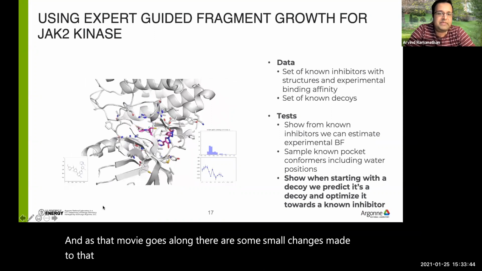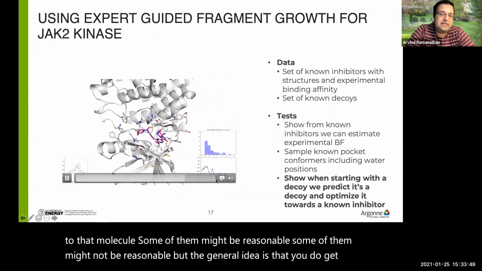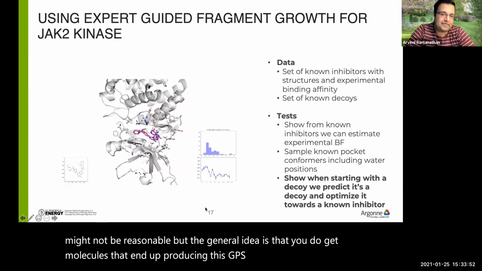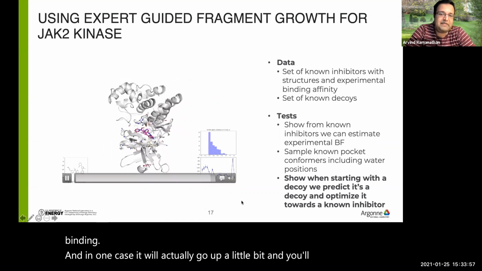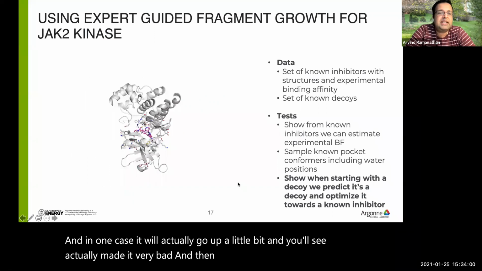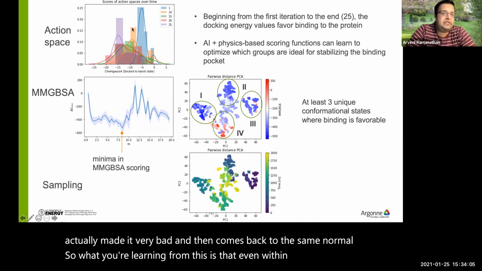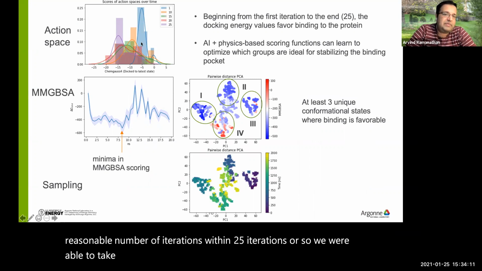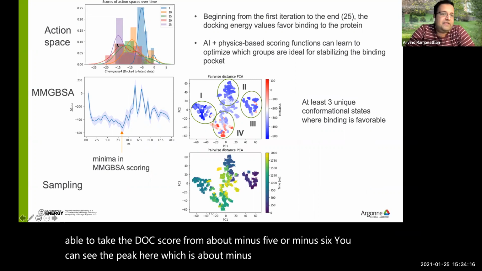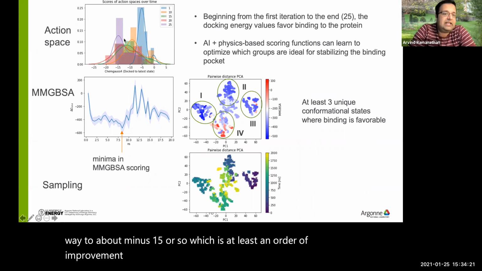Some of them might be reasonable, some of them might not be reasonable. But the general idea is that you do get molecules that end up reducing this GBSA score quite a bit as it is binding. Right? And in one case, it'll actually go up a little bit, and you'll see it actually made it very bad, and then comes back to the same norm. So what you're learning from this is that even within a very reasonable number of iterations, within 25 iterations or so, we were able to take the dock score from about -5 or -6. You can see the peak here, which is about -5. It takes it all the way to about -15 or so, which is at least an order of improvement in terms of the docking energy.